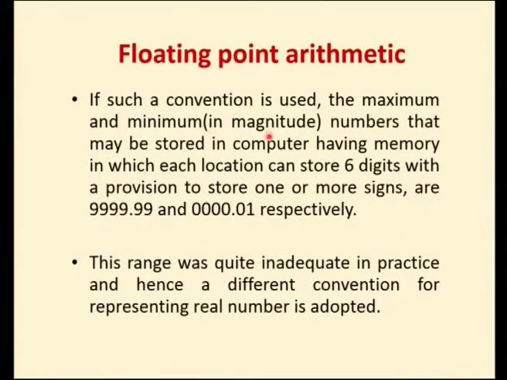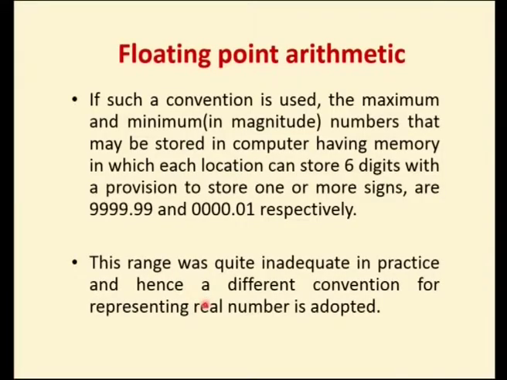The maximum and minimum magnitude numbers that may be stored in a computer having memory in which each location can store only 6 digits with a provision to store one or more signs are 9999.99. This is a 6 digit number that may be stored in the computer. That is the maximum magnitude number, and the minimum magnitude number is 0000.01 respectively. So, this range was quite inadequate in practice because we cannot always stick to 6 digits, or these two numbers cannot always be the maximum and minimum.